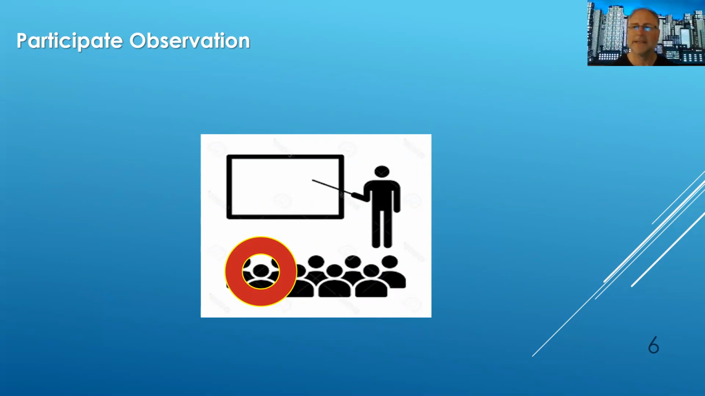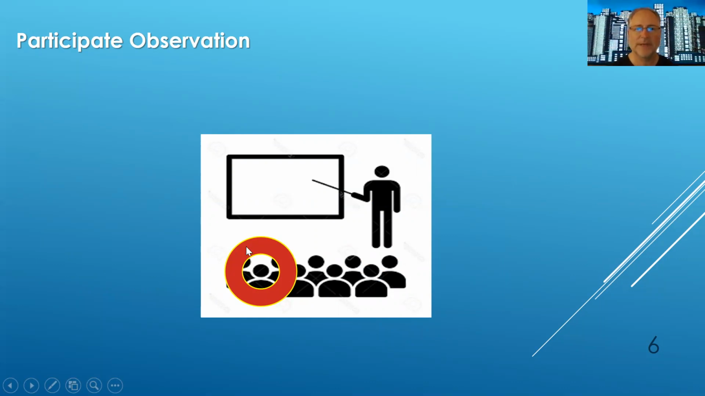Another way that we can collect our data is called participant observation, and the name tells you exactly what it is. As a researcher, you are participating in your observation. You are there in the environment. If you take a look here at my picture, we have what appears to be a classroom setting, a teacher at the whiteboard and students.